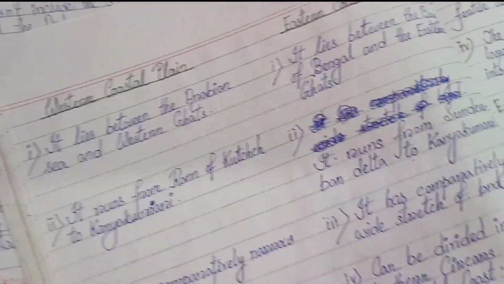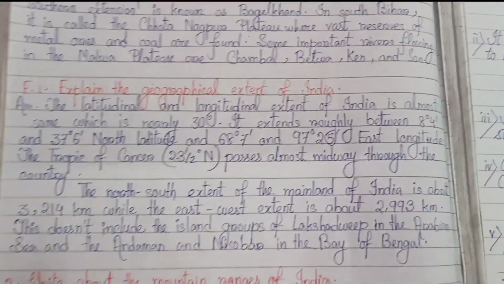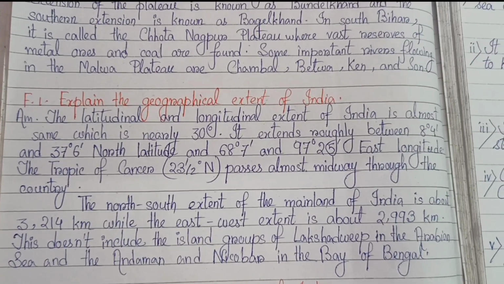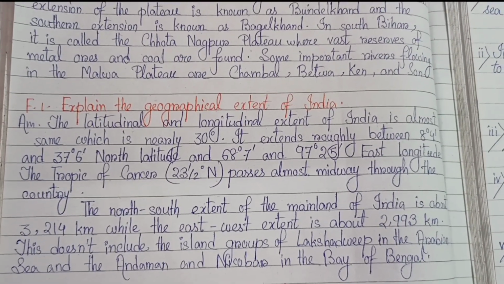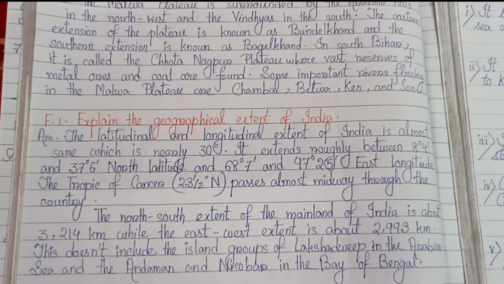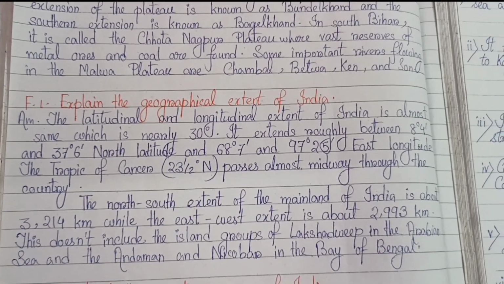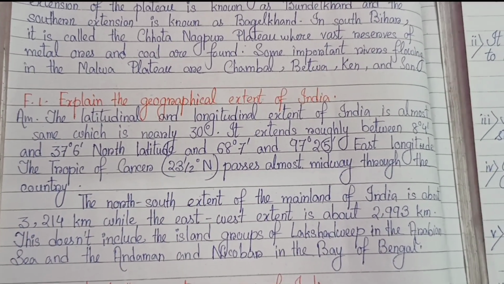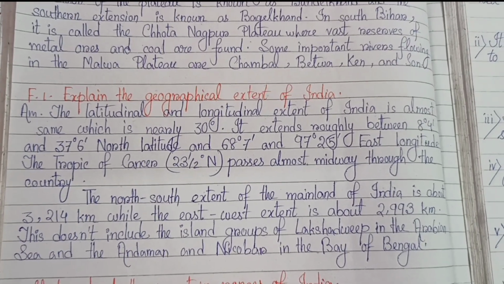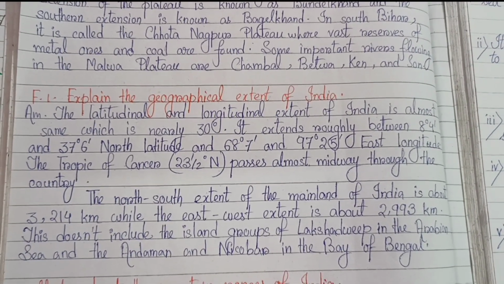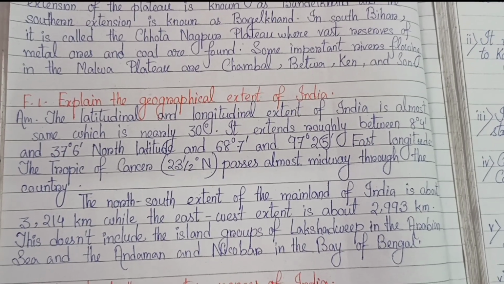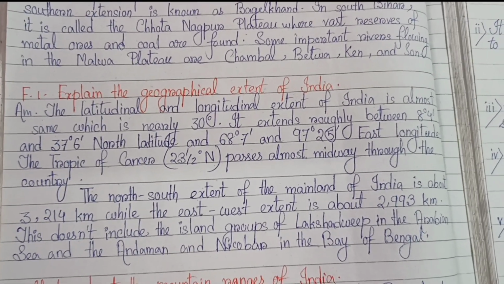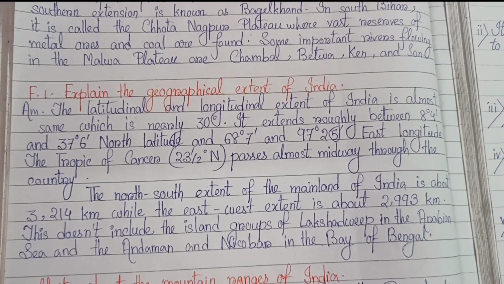Okay, now next, these are the long questions. Number 1, explain the geographical extent of India. The latitudinal and longitudinal extent of India is almost the same, which is nearly 30 degrees. It extends roughly between 8 degrees 4 minutes and 30 degrees 6 minutes north latitude, and 68 degrees 7 minutes and 97 degrees 25 minutes east longitude.